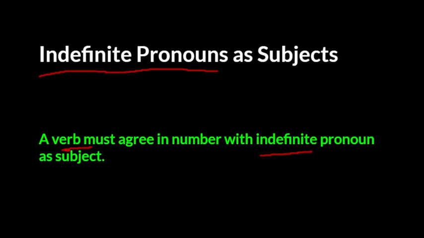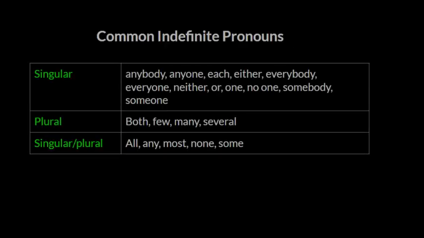Now, quick revision on indefinite pronouns. There are indefinite pronouns that are always singular, some that are always plural, and some that are sometimes singular, sometimes plural. The ones that are always singular are anybody, anyone, each, either, everybody, everyone, neither, one, no one, somebody, and someone. The ones that are always plural are both, few, many, and several.